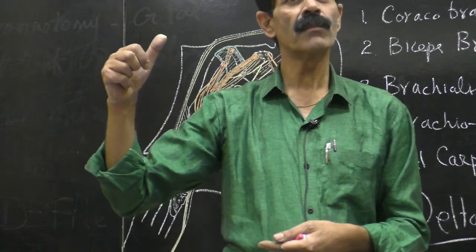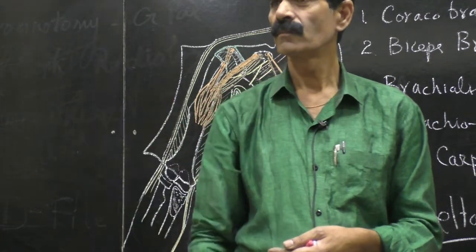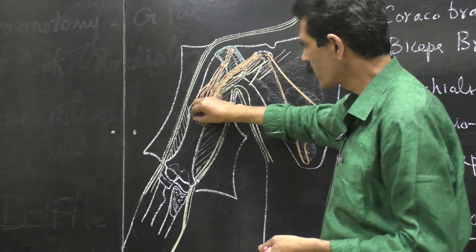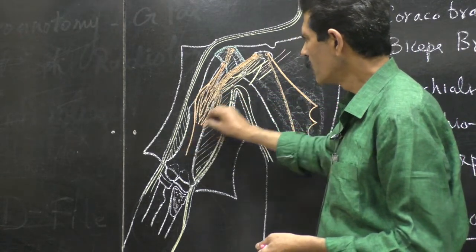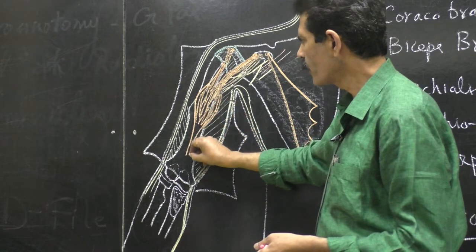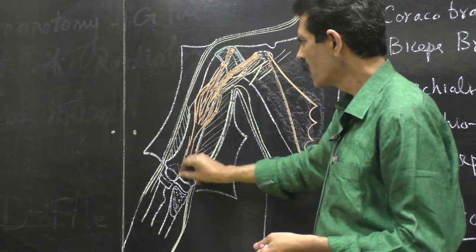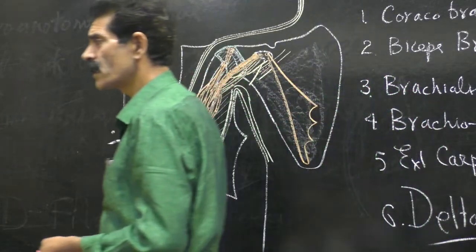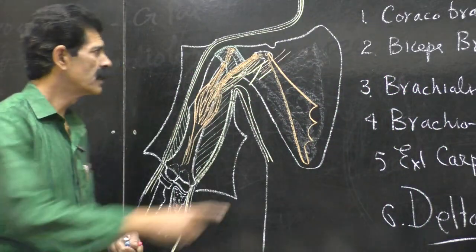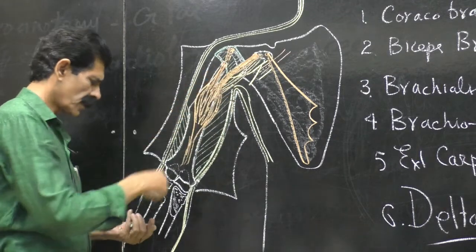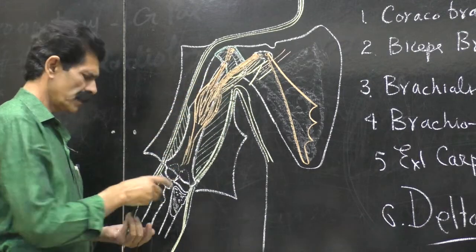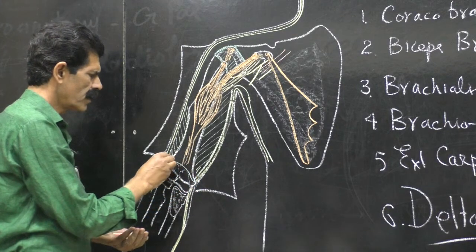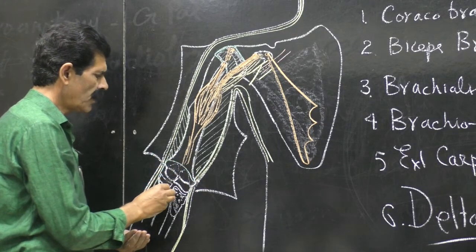The insertion is much more important than the origin. So the tendon of the biceps brachii comes down in front of the shaft of the humerus, and it is ready for insertion. It is crossing two joints. One is the shoulder joint, which it is crossing. Another is ready to cross, that is called the elbow joint also.